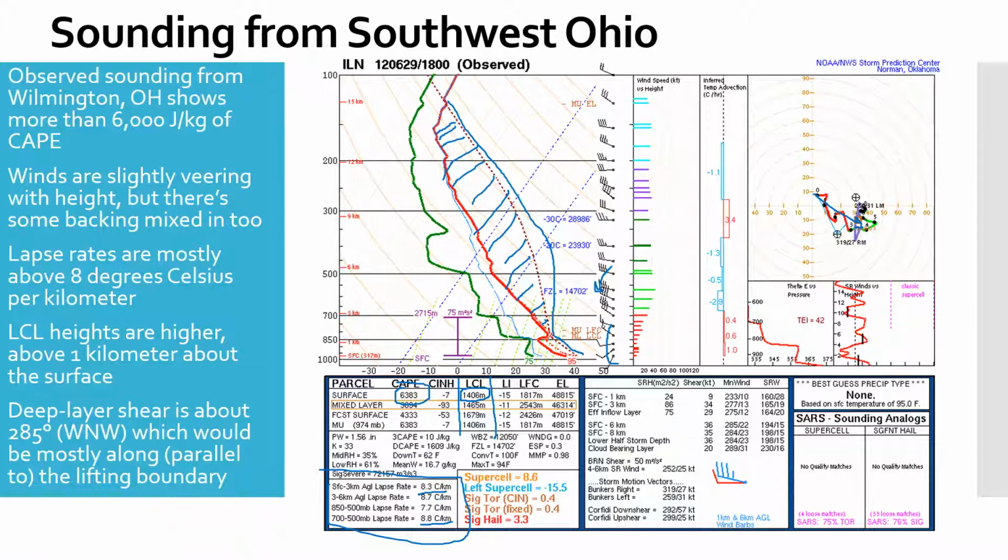In addition, our deep layer shear is roughly about 285 degrees, or from the west-northwest. So our shear is coming through like this, and remember, our lifting mechanism, our surface boundary, was roughly oriented west to east. So that means most of our deep layer shear is going to be parallel or right along our lifting mechanism, which is going to lead to mostly linear convection as opposed to discrete convection. So we're probably looking at a strong line of convection occurring in this environment, which is very unstable and will probably lead to damaging winds.